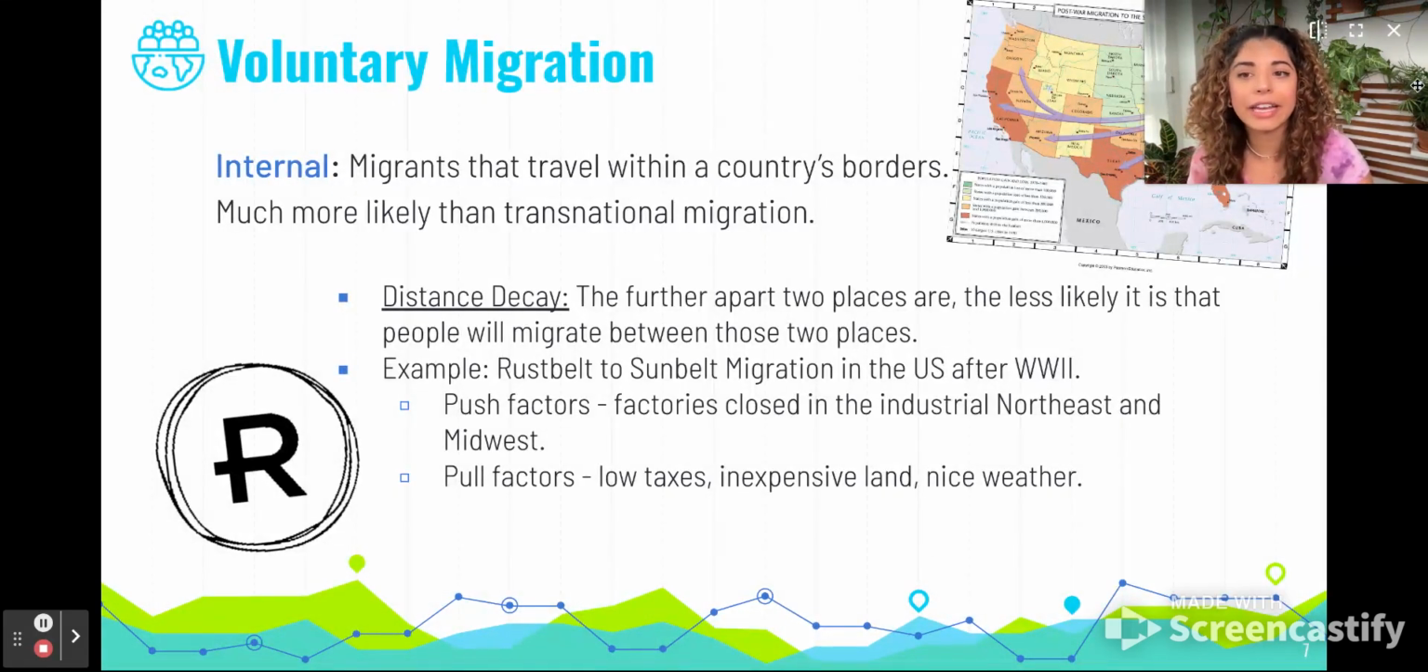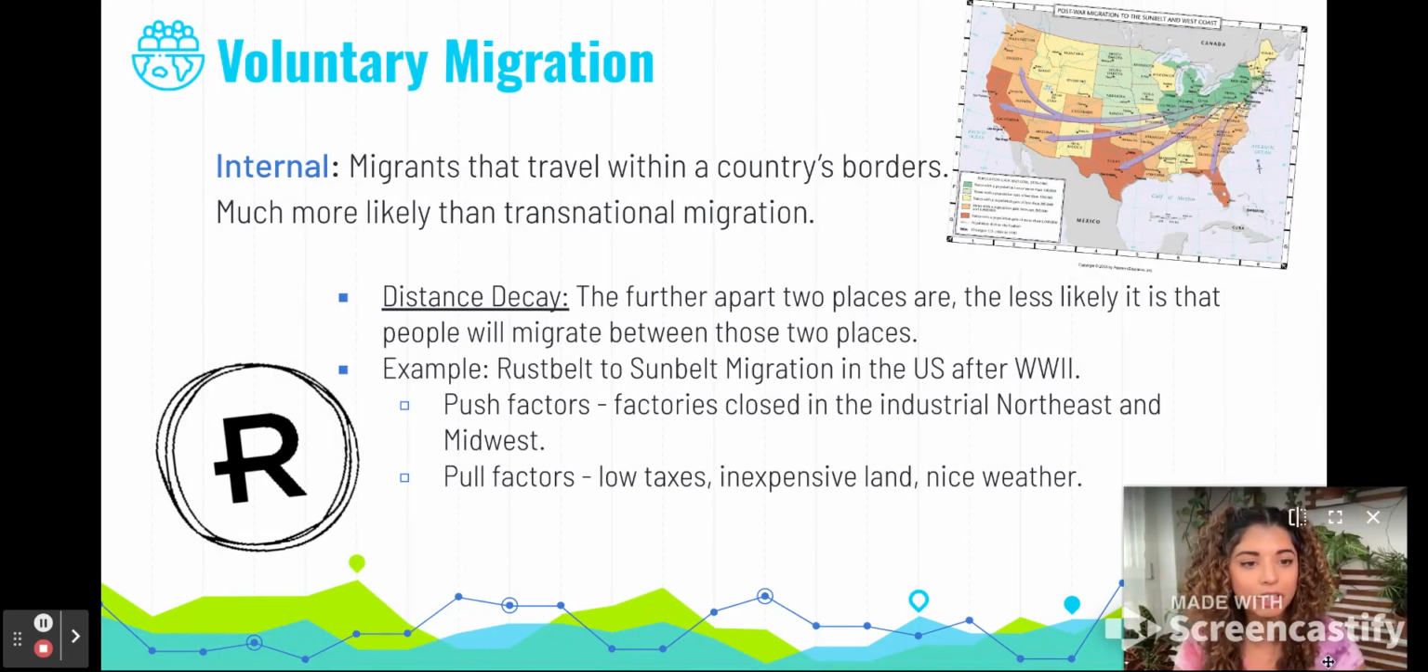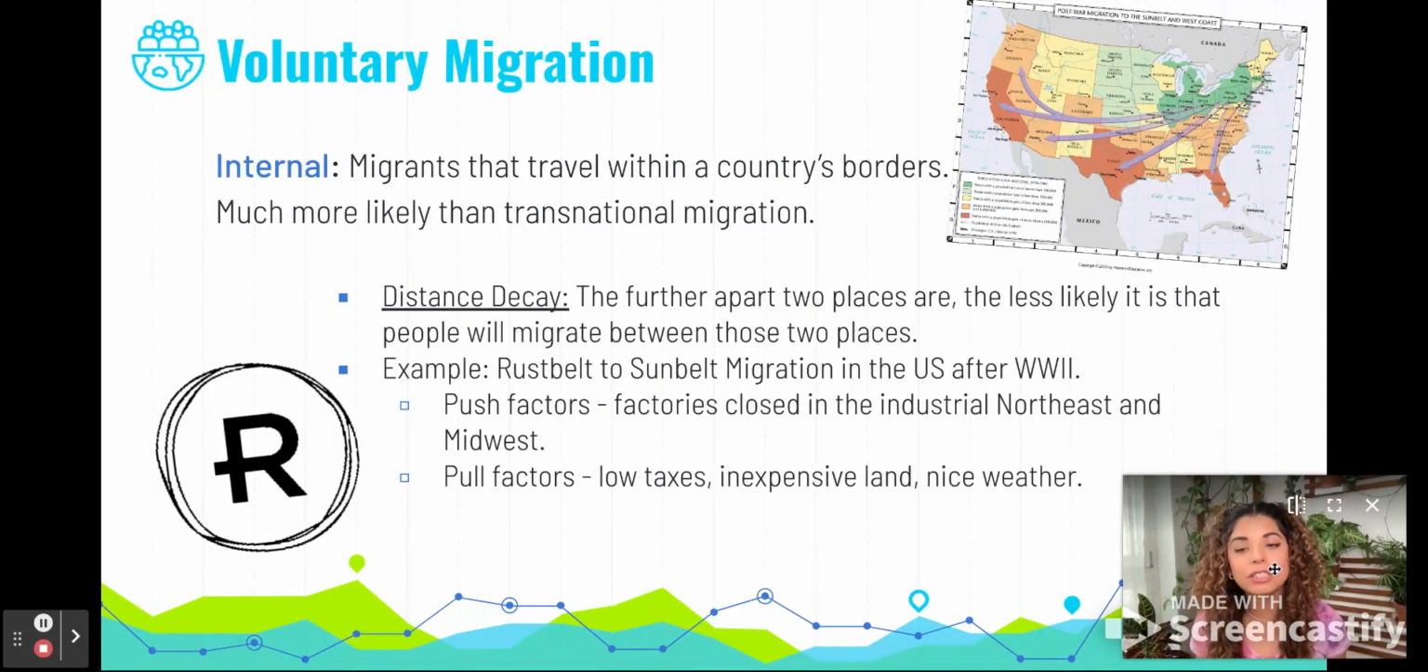Then we have internal migration. These are migrants that travel within a country's borders. They're much more likely to be internal migration than transnational migration. It's a lot harder to move across national borders. There's a lot more barriers to it. It's a lot more expensive. So most people move within their same country or even their same smaller locality.